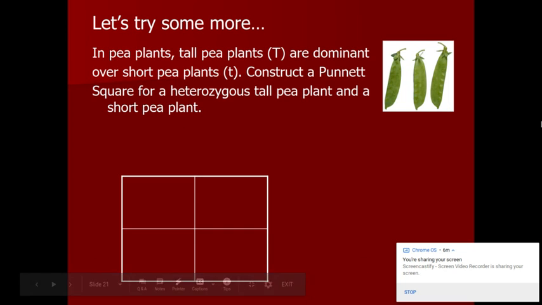That's 50%. Okay, let's try at least one or two more here. In pea plants, tall pea plants are dominant over short pea plants, big T, little t. Construct a Punnett square for heterozygous tall pea plants and a short pea plant. Okay, very similar to what we just did. We're going to have heterozygous tall on top, and then homozygous recessive on the other side.